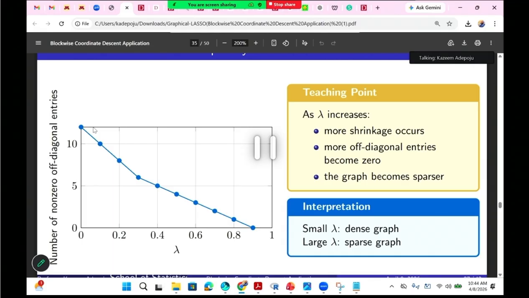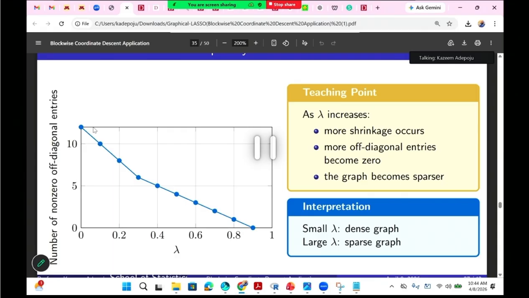So what I'm trying to show you here is that when lambda increases, let's take a look at what I have. The number of non-zero entries off the diagonal, that is the number of arrows, the number of connections, the direct relationships, is what I'm talking about. That number is expected to go down when lambda increases. So that is what that graph is showing.